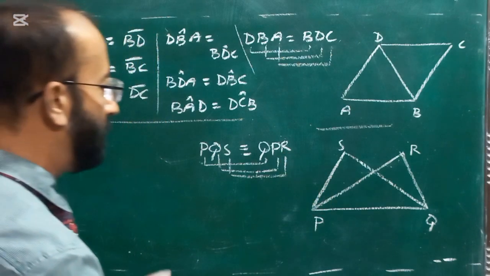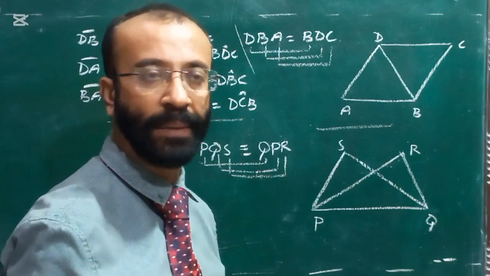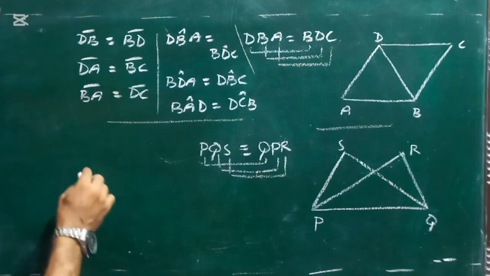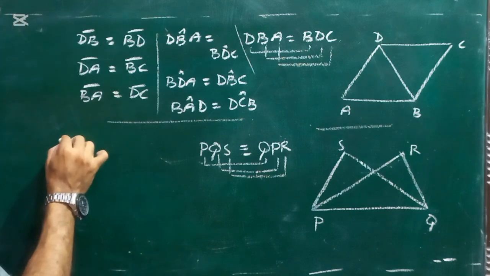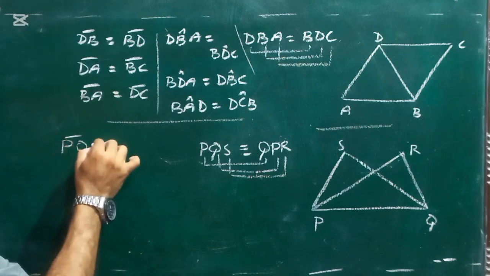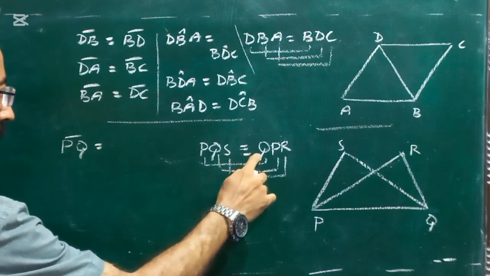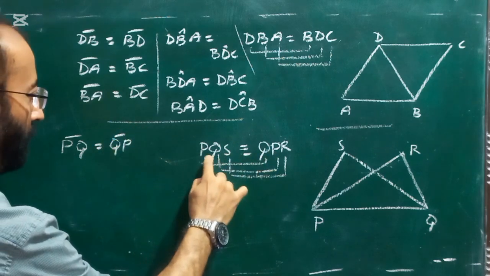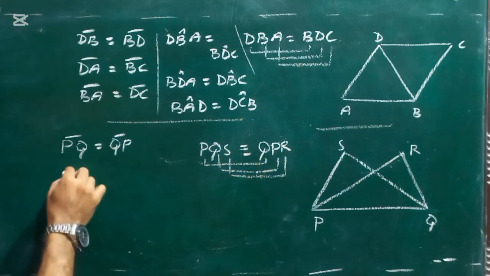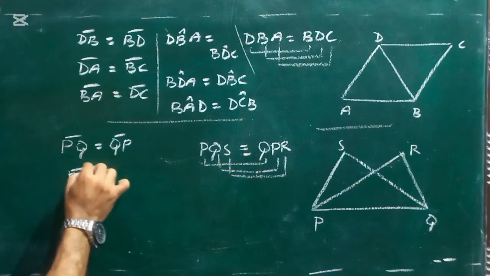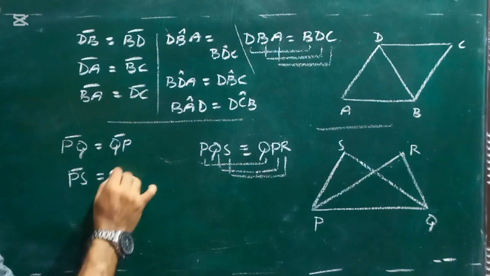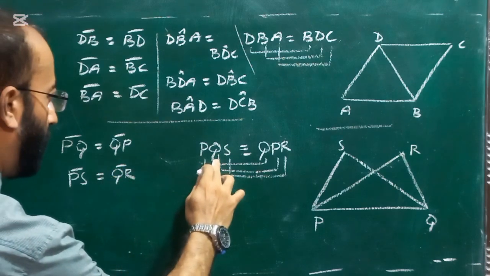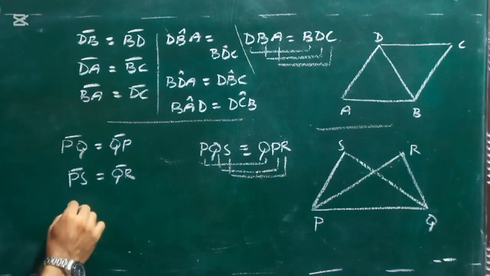Now the requirement is find the 6 pairs of the equal values. So look now, PQ will be equal to QP, PS equal to QR, and QS equal to PR.